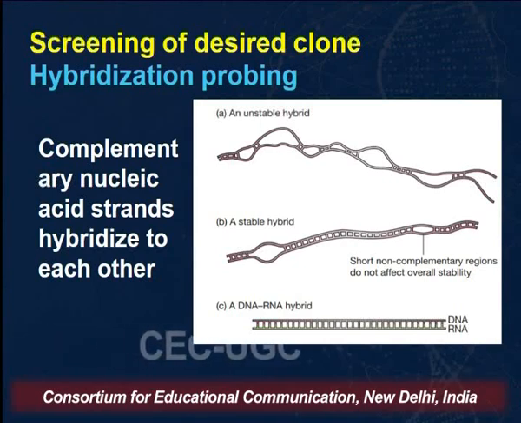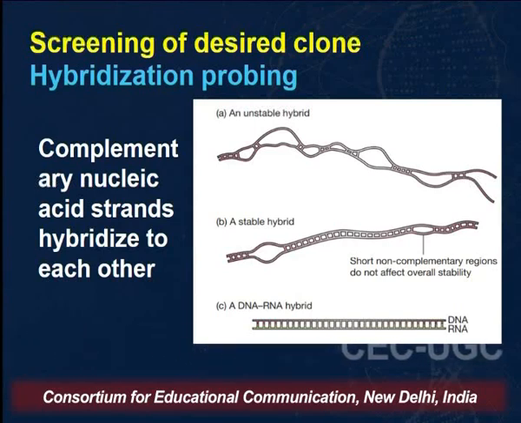Then in the stable hybrids, the two DNA fragments are highly complementary to each other. Still they are not perfect, but they are highly complementary. You can see that there are still certain gaps in between, but the two strands are very much complementary and they are forming the hydrogen bonds. Such hybrids are termed very stable hybrids.